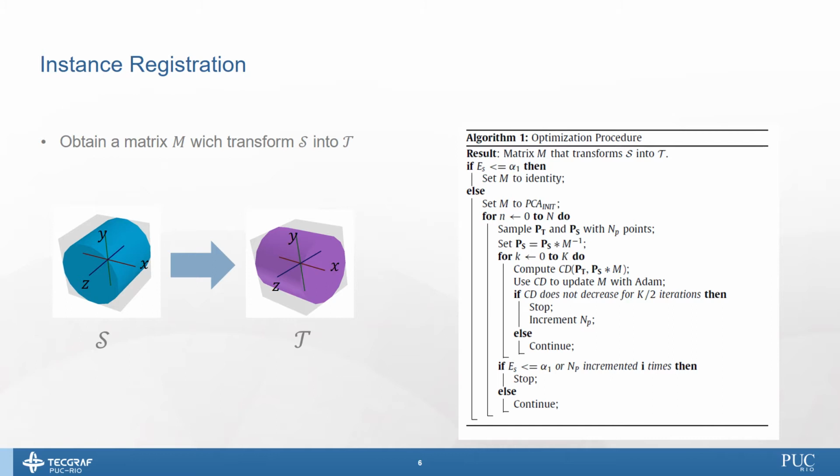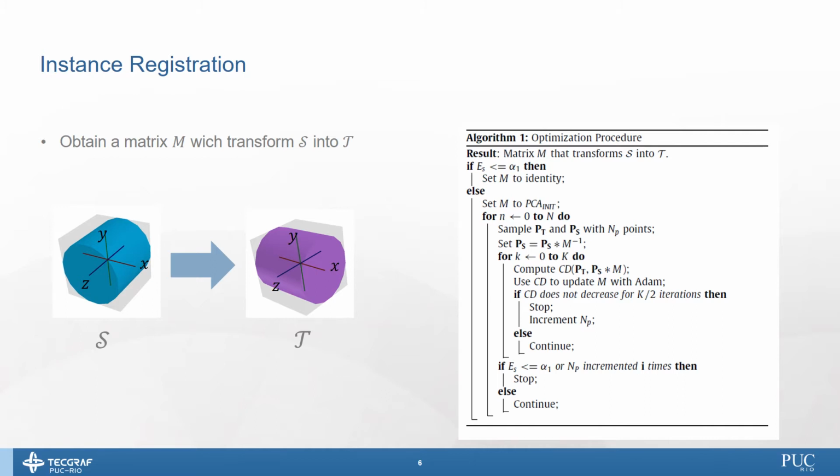In the instance registration step, our goal is to obtain a matrix M which transforms a source mesh into a target mesh. To do so, we have two loops. In the outer loop, we continuously update the point cloud's density and check if the upper bound was already achieved.